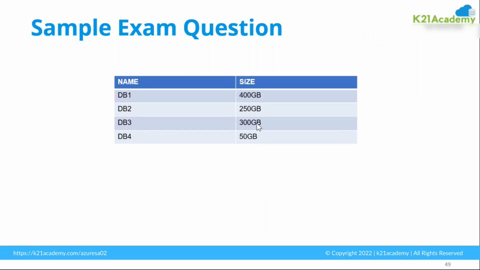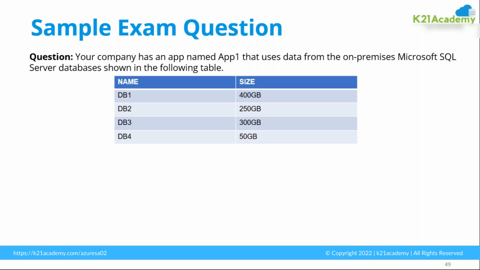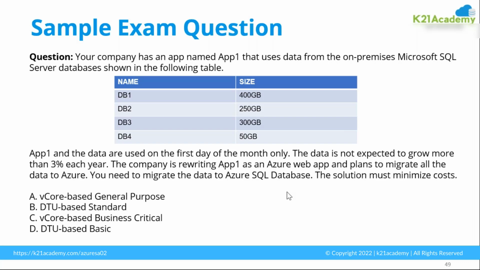Okay. Anyways, guys, coming back here, another question is, let's say you have a database. Now in front of you right now, there are four databases available: DB1, DB2, DB3, DB4. DB1 has a size of 400 GB, DB2 has a size of 250 GB, DB3 has a size of 300 GB, and DB4 is 50 GB. Now, your company has an application named App1 that uses data from an on-premises Microsoft SQL Server, and your databases are shown in the following table, right? So your application will be using it. Now the question is, it is coming in a different order anyways.